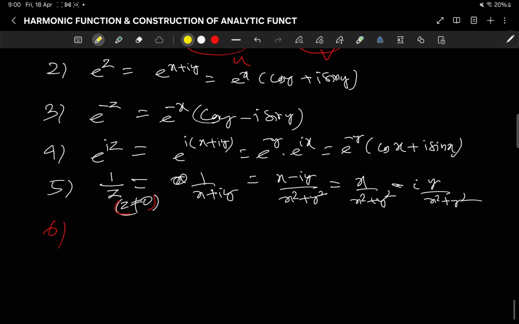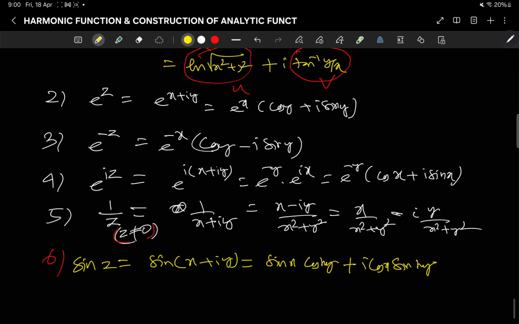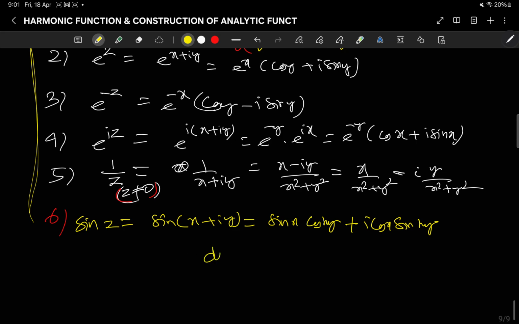Similarly, coming to your 6, sin z is sin(x plus iy). Using the formula for sin(a plus b), it will be sin x cos hyperbolic y plus i cos x sin hyperbolic y. Accordingly, if this v is given, you can find u. So these are the standard functions. Just looking into either u or v, we can directly say the answer. So the answer can be obtained by inspection.